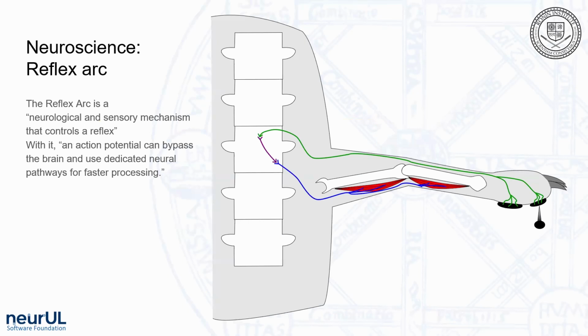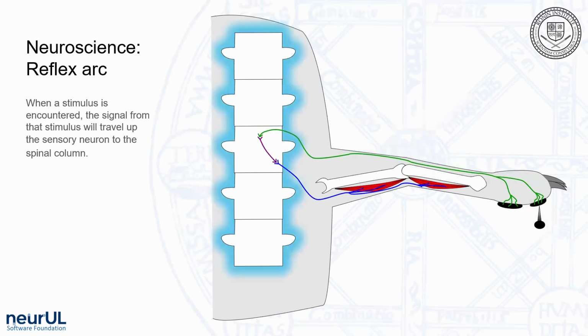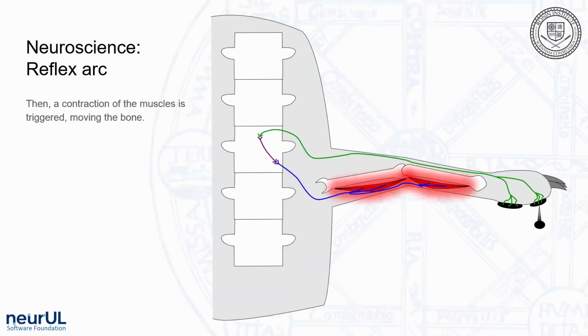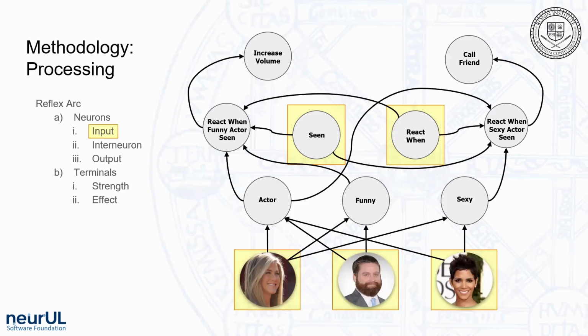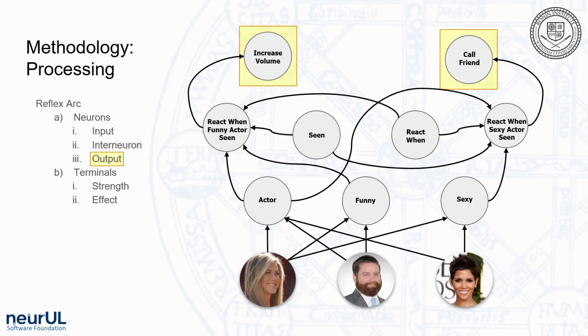For example, when a stimulus is encountered, the signal from that stimulus will travel up the sensory neuron to the spinal column. There, it will likely pass through a short interneuron before continuing down a motor neuron to the origin of the signal. Then, a contraction of the muscles is triggered, moving the bone. In the spiker component, a reflex arc consists of input neurons, such as actor neurons, a scene neuron, and a react neuron, interneurons that link sensory neurons with motor neurons, and output neurons that represent responses. Terminals are also coded with varying strengths and effects in order to control the flow of action potentials.